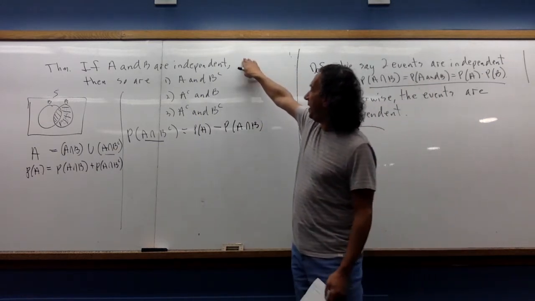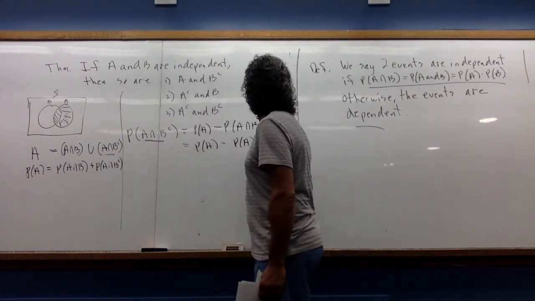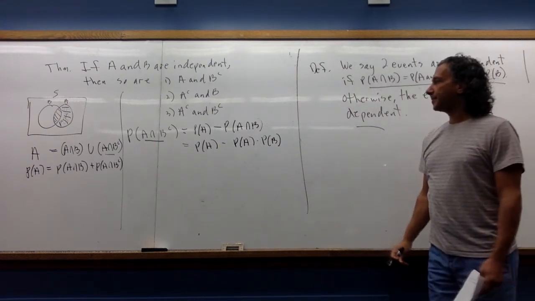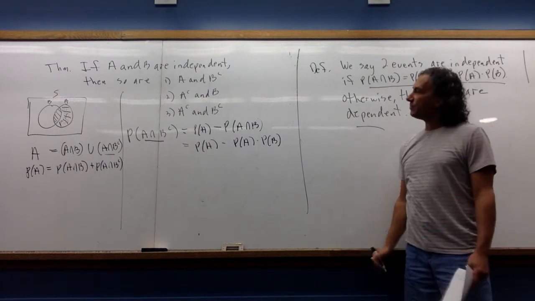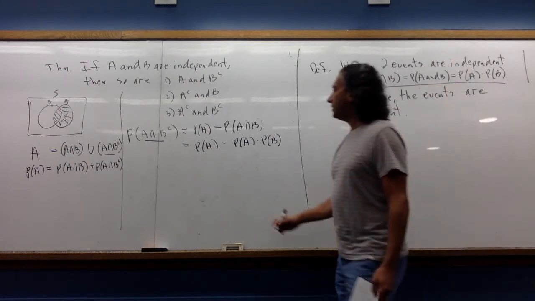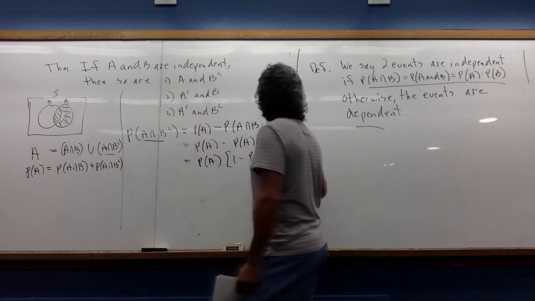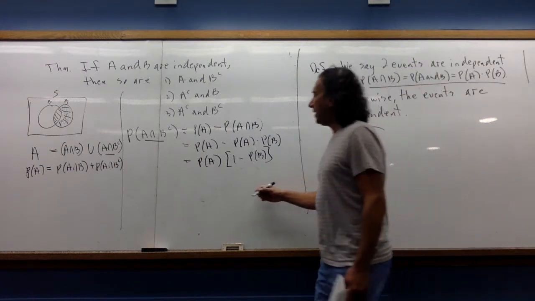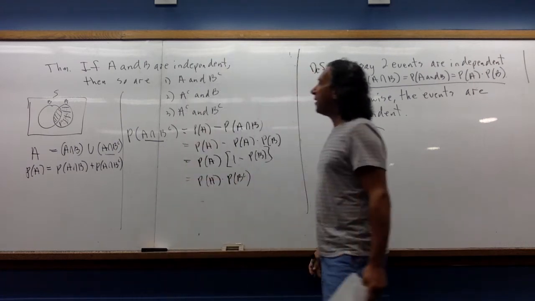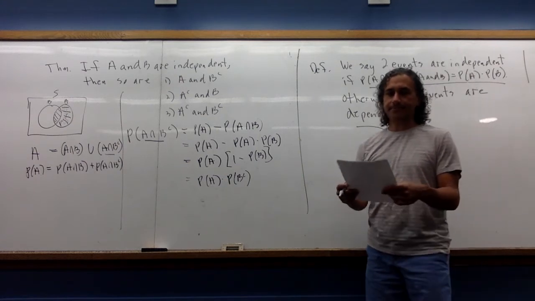Then I know that A and B are independent. So this is the probability of A minus the probability of A times the probability of B. Pause the video for a second, see if you can finish the proof. All right, hopefully you said I can factor out the probability of A. And then 1 minus the probability of B is just the probability of B complement. Perfect. So I've now proven that if A and B are independent, then so are A and B complement.